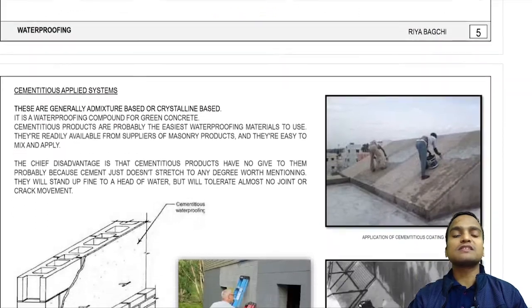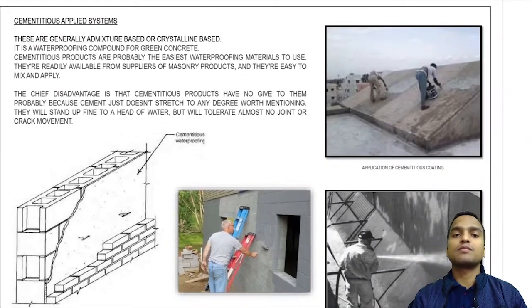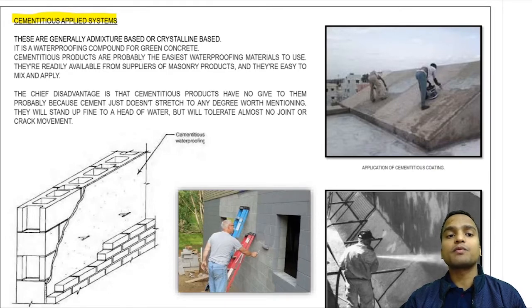So the next one is the cementitious applied system of waterproofing, and they are the most commonly seen. Okay, they are generally admixture based or crystalline based cements, and it is a waterproofing compound for green concrete, and cementitious products are probably the easiest waterproofing materials to use. They are widely available from suppliers of masonry products, and they are easy to mix and apply.